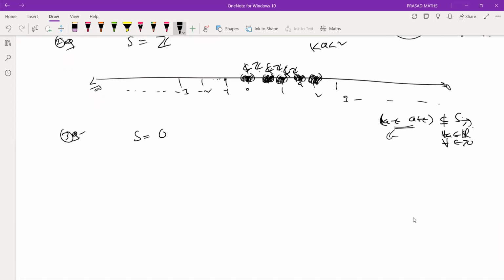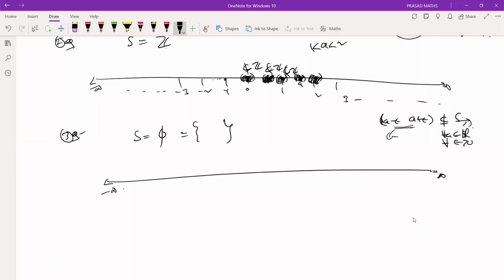Suppose you take the empty set. Is it a neighborhood of 1? Yes, sir. Why? There are no points. There is no point means? The empty set has no points.